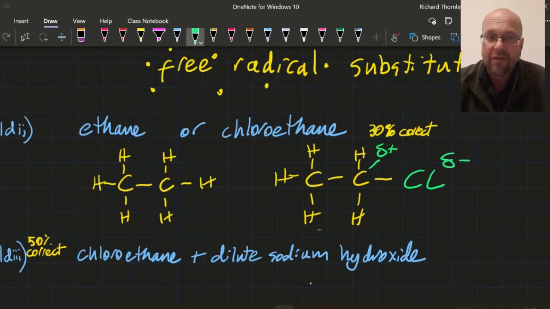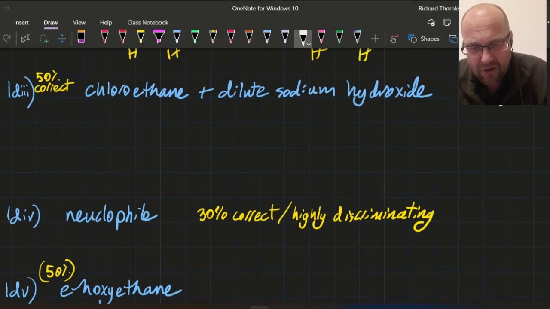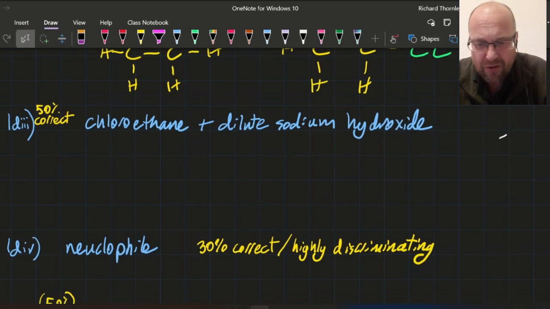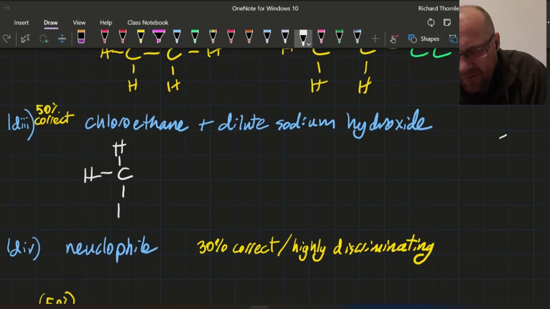What's their answer? You could have had that the bond is weaker between carbon and chlorine. I quite like that as an answer too. Okay, the next few questions are a not very visited part of the syllabus. Chloroethane and dilute sodium hydroxide. Draw that out. So I've got chloroethane. Eth is 2 carbons. Chloroethane.